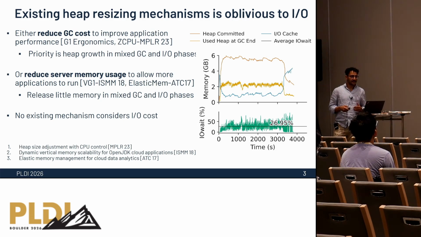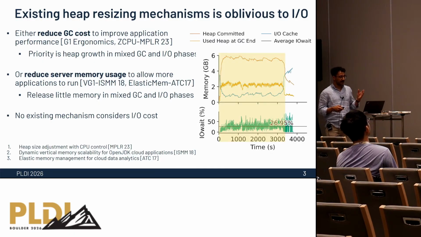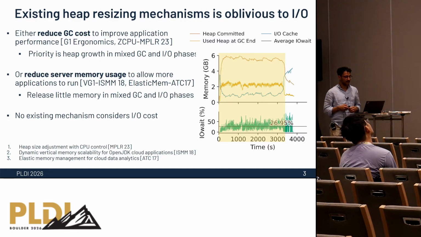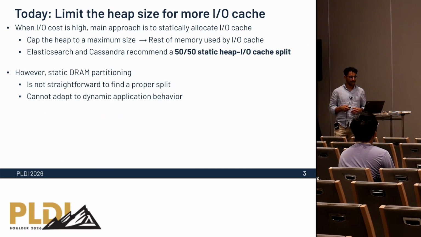On the other hand, other works try to reduce the server memory usage by allowing more applications to run. However, when the heap pressure is high, they release little memory back to the OS, and we have the same effect as with the previous resizing policy. Thus, none of the existing resizing mechanisms considers the I/O cost.